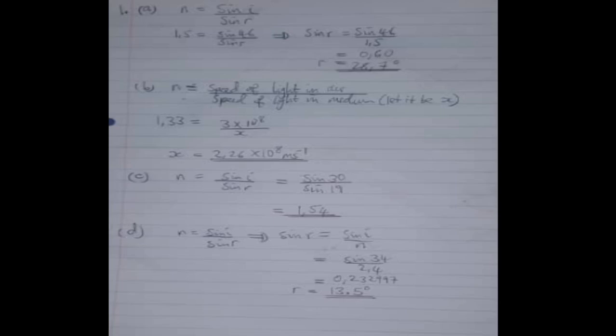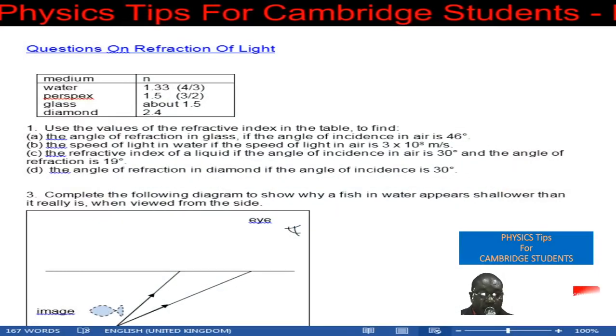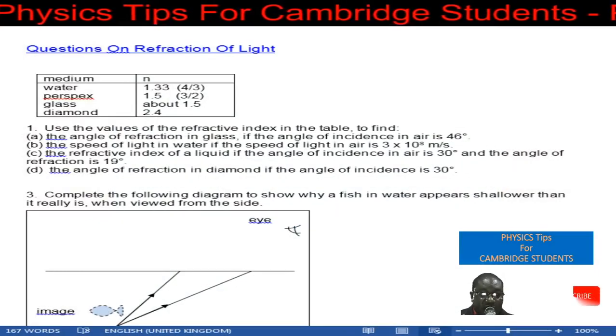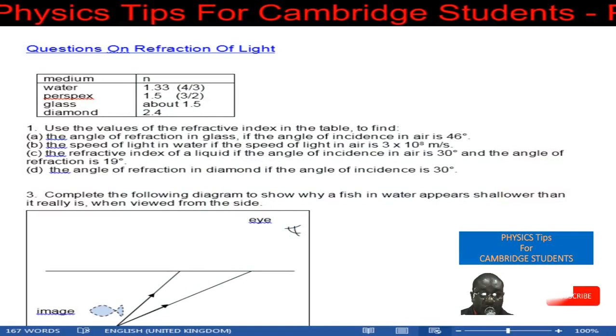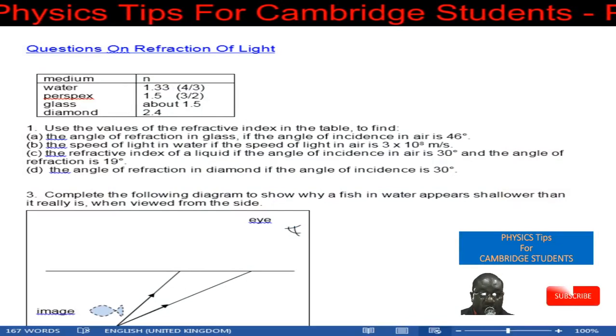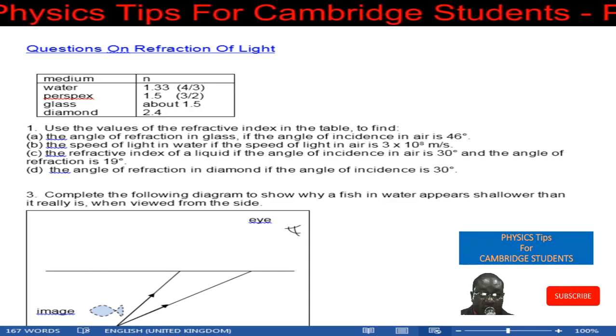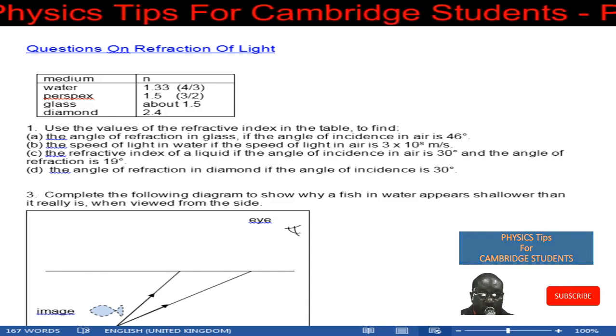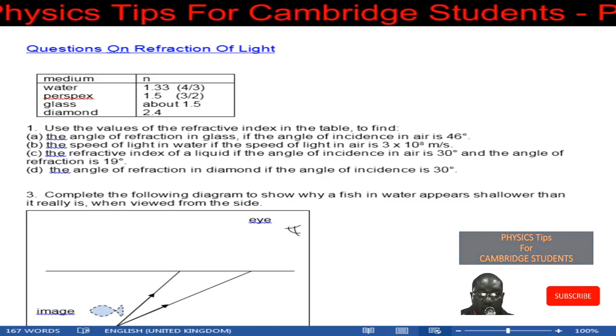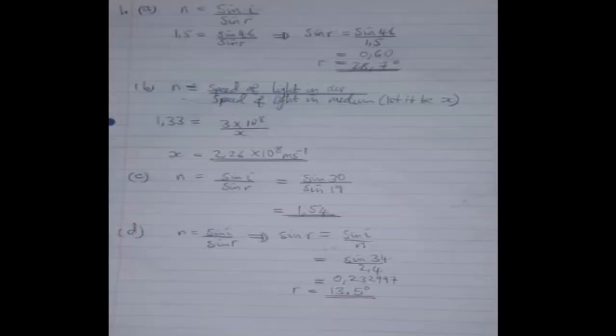Then moving on to the next part C, find the refractive index of a liquid if the angle of incidence in air is 30 degrees and the angle of refraction is 19 degrees. Right, so again, here n is equal to sine I over sine R. So we are given I is 30 and R is 19. So sine 30 over sine 19 should give you 1.54 as the refractive index.